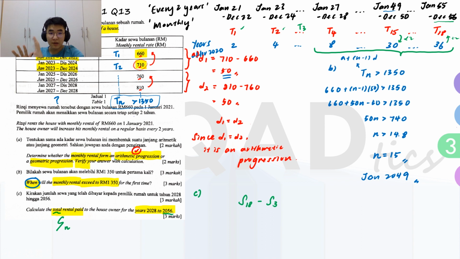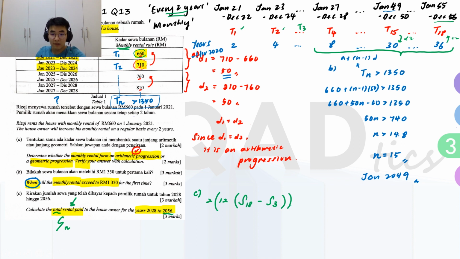Right, so now there are a few things we need to take note. So the rental rate here is all monthly. So if we want to find the total rental paid, we need to consider all the months. Okay, so for every year we have 12 months, so we need to multiply by 12. And this value applies for every 2 years. So if we multiply by 12, it will just apply for 1 year. So to apply for 2 years, we don't multiply by 2.